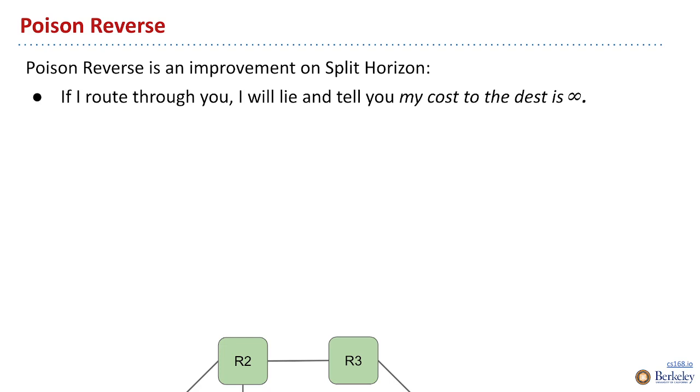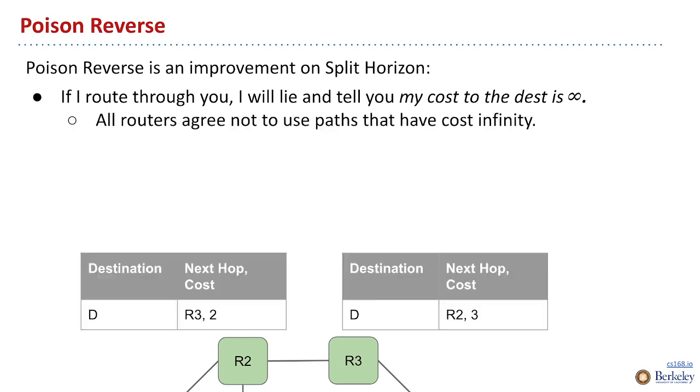And it says, actually, instead of just being silent about my path through you, I'm going to actively tell you that I have an infinite cost path. Okay? So if I'm going to route through you, I'm going to tell you I have an infinite cost path. And often you'll hear this talked about as lying. Why is this conceptually lying? Because you do actually have a path that is less than infinite cost, but you're going to say it's infinite cost to make sure that in no world is your neighbor going to give you a packet. Yeah? And all routers, like who's going to send a packet on a path with cost infinity?